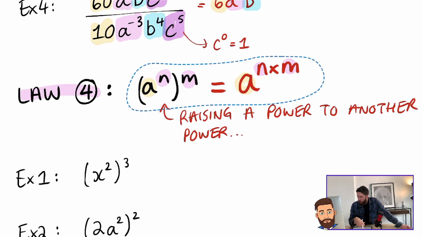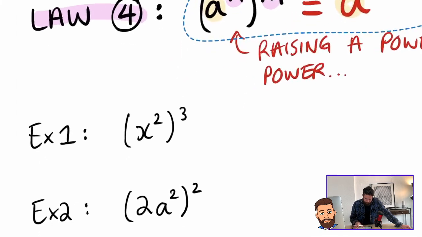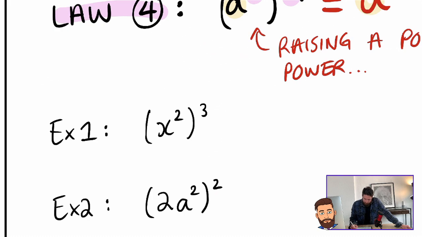So if we look at example 1. Example 1 states that we have got x squared and we're going to raise it to the power 3. Well, if you raise a power to a power, you simply multiply. So this is very, very easy. All you do is keep the base as x, and we're going to do 3 times 2. And 3 times 2, remember, is 6. So the answer to that question is simply x to the power 6.